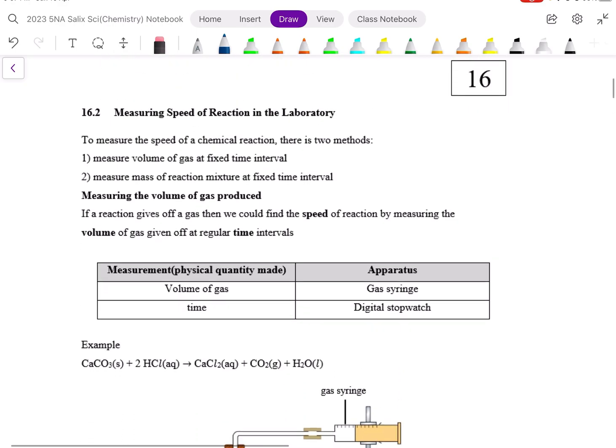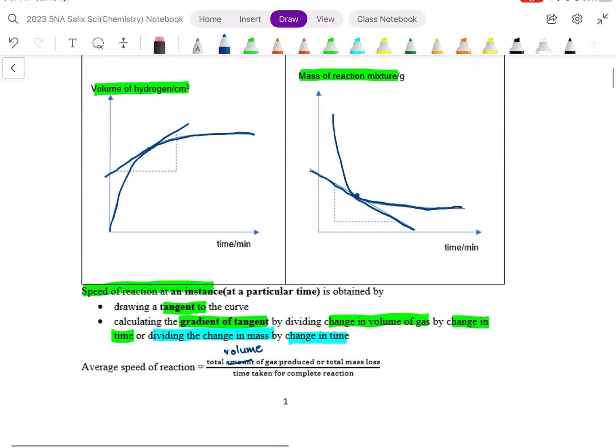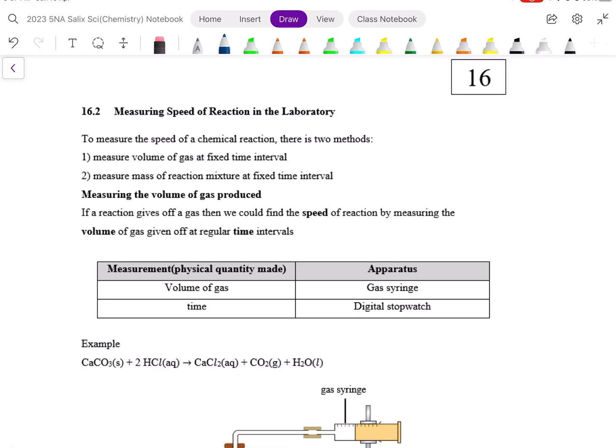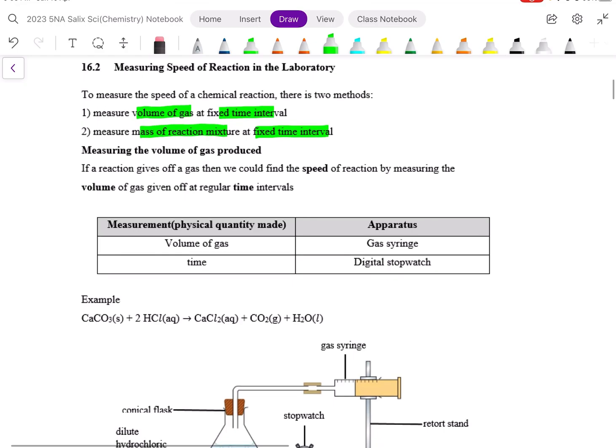Now after looking at these two ways, we'll look at experiments of how we can get these two kinds of graphs. Like mentioned earlier on, when you measure the speed of reaction in the lab, there's two ways. One, you can measure volume of gas at fixed time intervals. The other way is the mass of the reaction mixture at fixed time intervals.